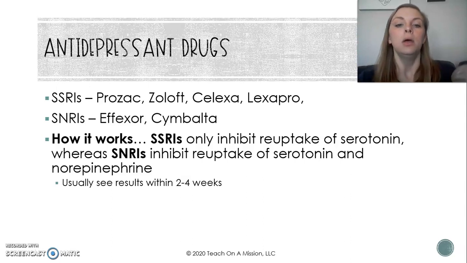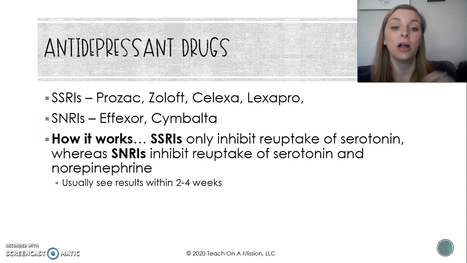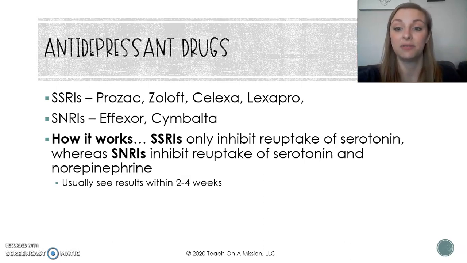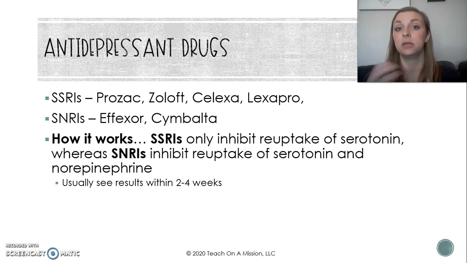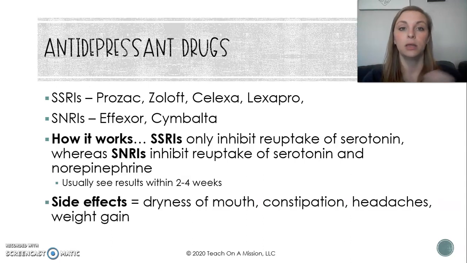Okay? So SNRIs inhibit the reuptake of serotonin and norepinephrine. So they work similarly, but we have this SN, that N in there for the norepinephrine. These are going to work very similarly. Again, they're going to block the reuptake, and so they're going to allow norepinephrine and serotonin to float around in that synapse until they're reabsorbed by the receiving neuron. Some side effects of these are dryness of the mouth, constipation, headaches, and weight gain.